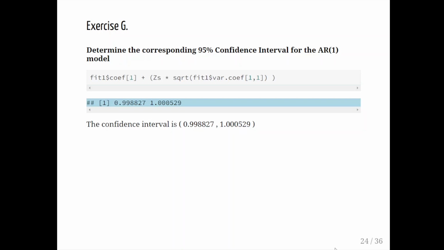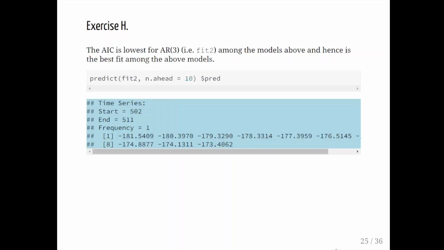This is what we have. Determine the corresponding 95% confidence interval for the AR1 model. So it's fit1$coef[1]. That's the first element there. That is the slope estimate. Z's is the quantiles, minus 1.96 and 1.96, and the square root of fit1$var.coef, that's essentially the square root of the variance. That is the standard deviation that we are looking for. So when we add them all together, we get these two values, the lower bound and the upper bound: 0.9988 and 1.005829. Okay, so that's our confidence interval right there. Okay, so we can move on.